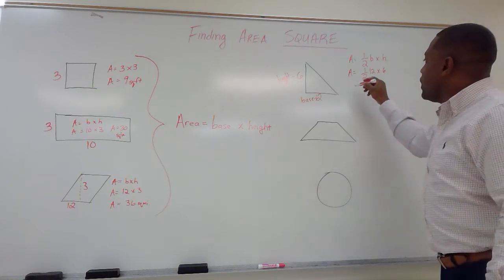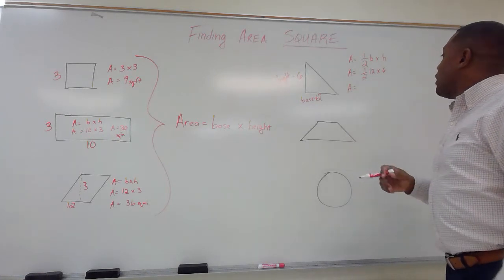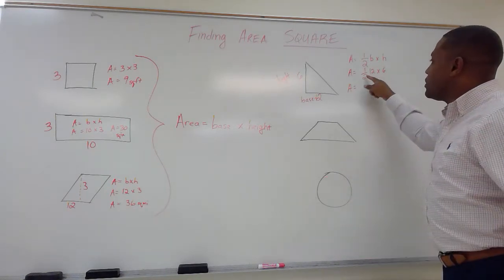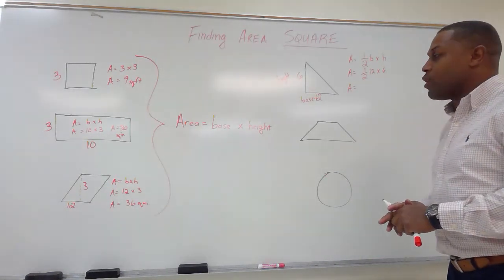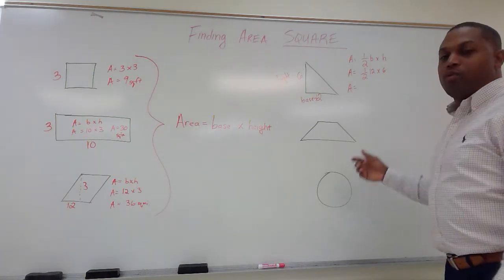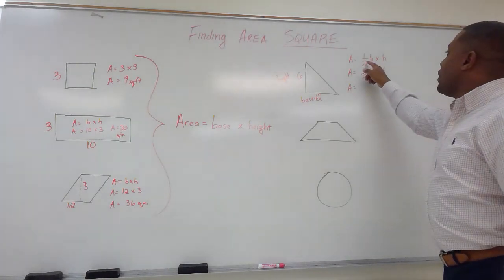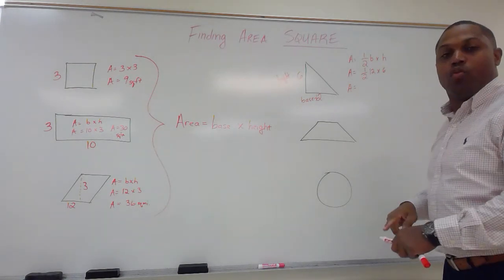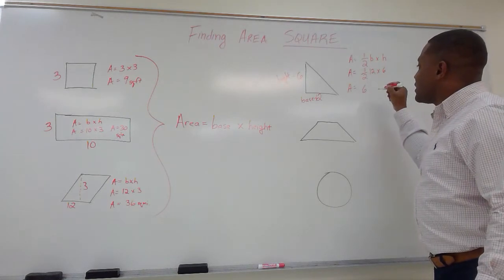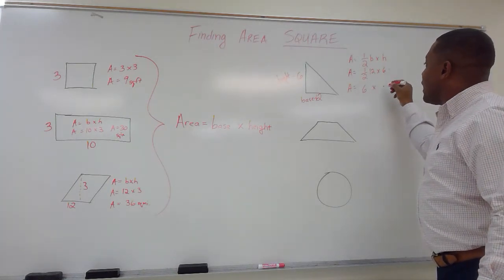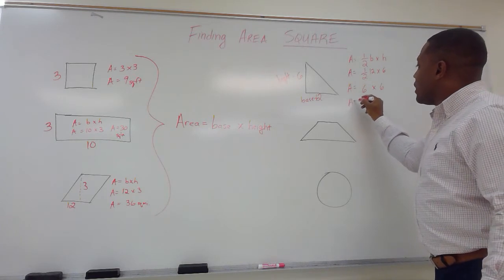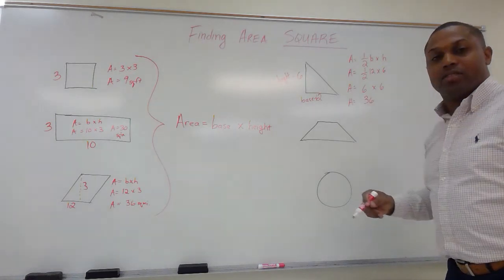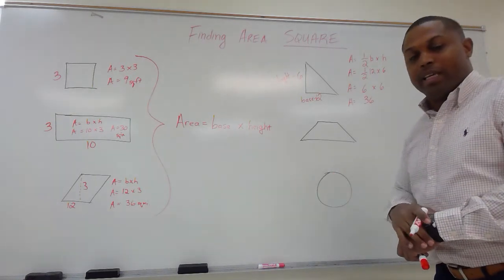There's multiple ways we could solve this. We could do 12 times 6 and then multiply times 1/2. What I'm going to do is do it how I say it: 1/2 of the base times the height. So 1/2 of 12 is 6. And then the height is 6. So the area of this triangle is 36 square, whatever the measurement is.